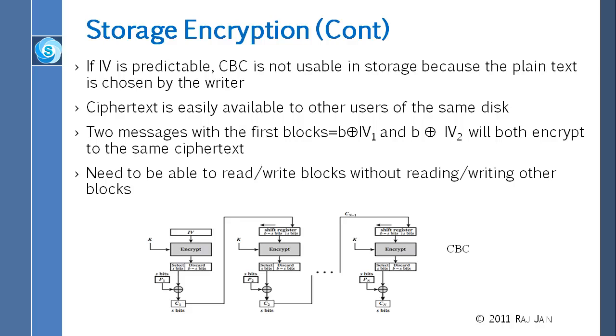So ciphertext is easily available to the other users of the same disk. Other people cannot read the plain text, but they can always copy the whole disk. They can take it home after copying the whole file, and they can analyze the encrypted file at home, right? So we need to be able to read and write blocks without reading and writing other blocks, and we need the parallelism and independence, where every block should be able to be read without reading the whole thing from the beginning. And so CBC is not good.